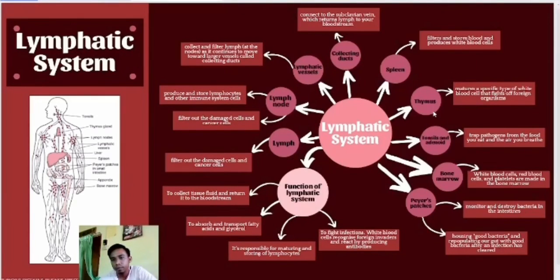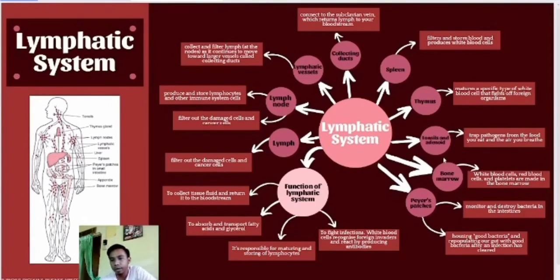Next one we have thymus. Thymus matures a specific type of white blood cell that fights off foreign organism. Okay, next one we have tonsils and adenoid. Tonsils and adenoid are to trap pathogens from the food you eat and the air you breathe.